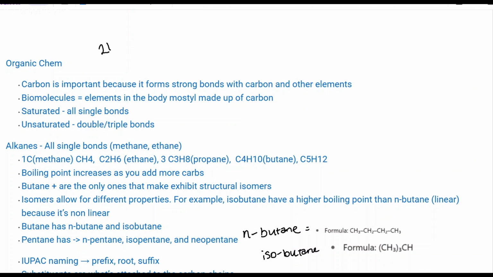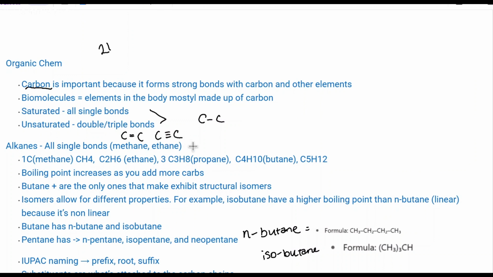To start off, organic compounds are compounds that include carbon, which is important because it forms strong carbon-carbon bonds, and a lot of biomolecules are made of carbon. In organic chemistry, there are two different types of saturation. The carbon-carbon or carbon-hydrogen bonds can be single bonds, which is saturated, and unsaturated are the ones with double bonds or triple bonds.